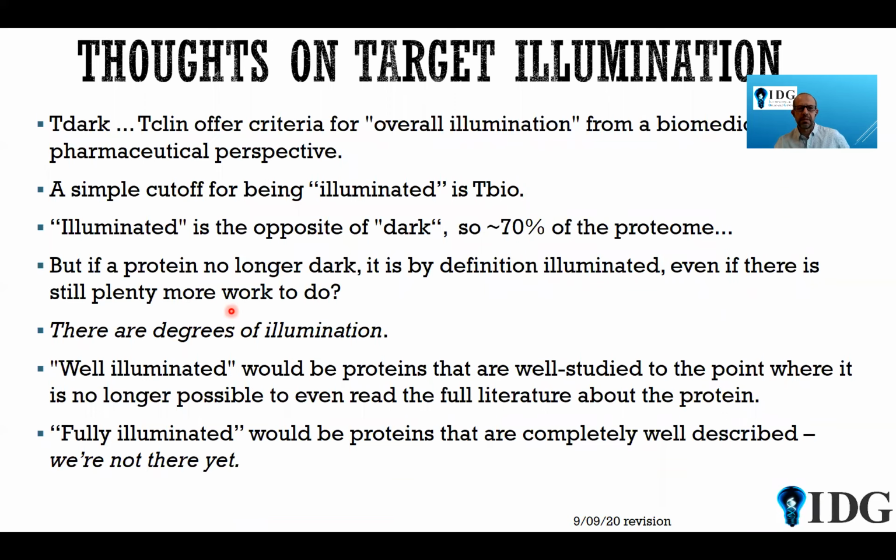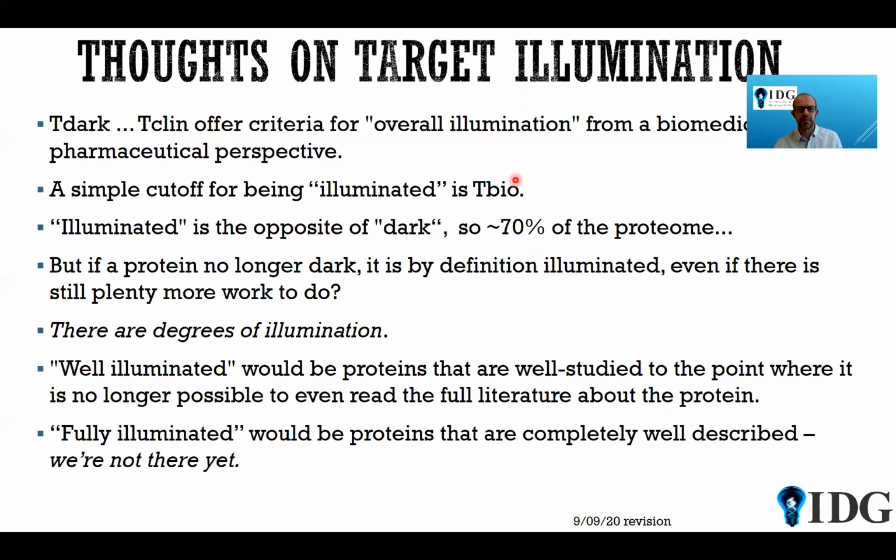I'm going to spend the last minutes of my presentation with some thoughts on target illumination. As I mentioned before, we developed a knowledge-based classification system for proteins, which goes T-dark, T-bio, T-chem, T-clean. These are intended to offer overall criteria for illumination, but they're clearly slanted from a pharmaceutical drug development perspective. So in that sense, a simple cutoff for illumination is what we would consider T-bio.